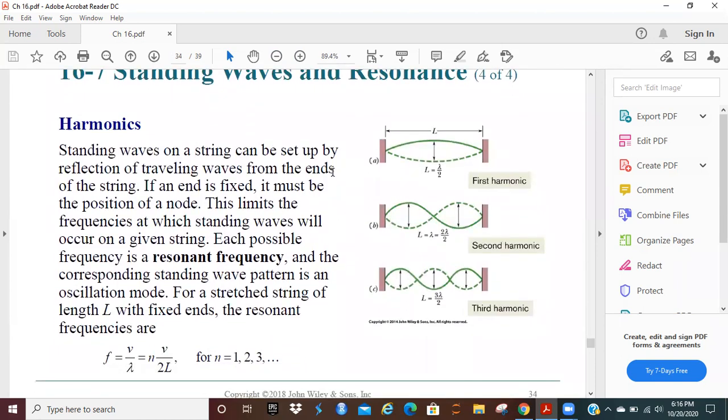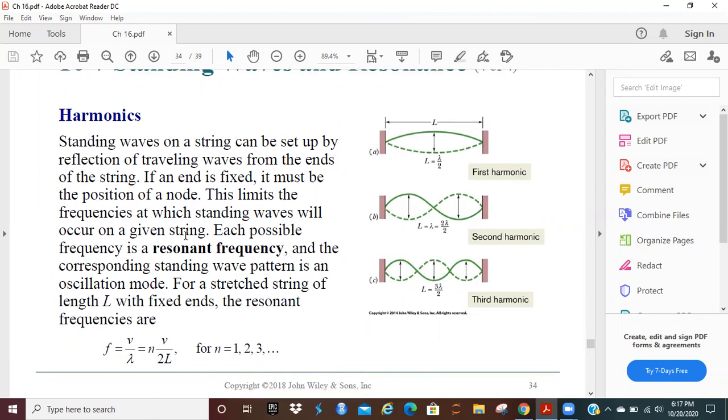Harmonics. Standing waves on a string can be set up by reflection of traveling waves from the ends of the string. If an end is fixed, it must be the position of a node. It has to come back to zero there in order to be able to oscillate. This limits the frequencies at which the standing waves will occur on a given string. Each possible frequency is considered to be a resonant frequency, and the corresponding standing wave pattern is an oscillation mode.